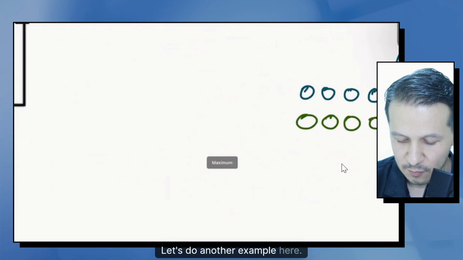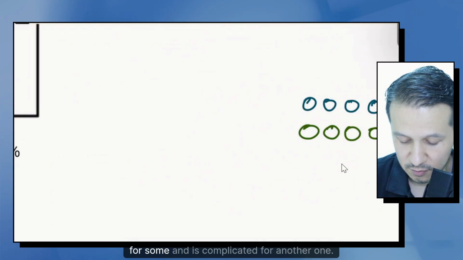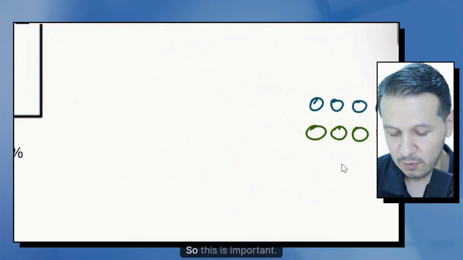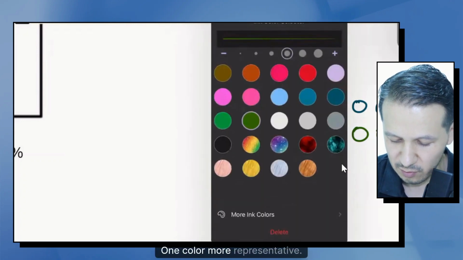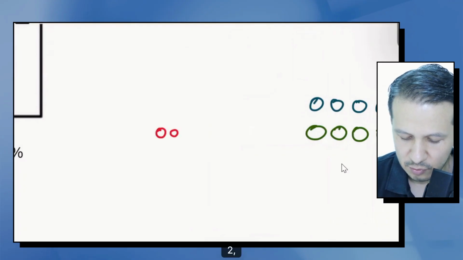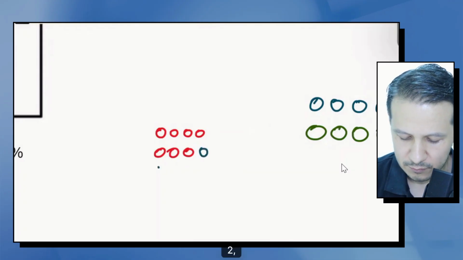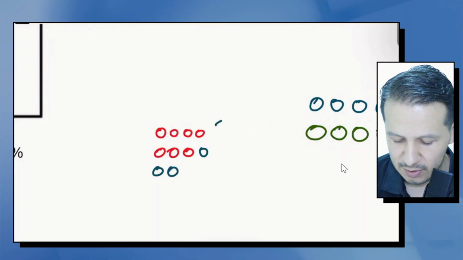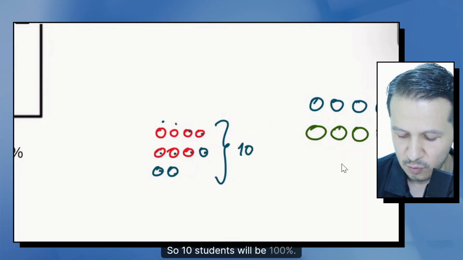Let's do another example here. Sometimes this topic of abundance is unfamiliar for some and complicated for others, so this is important. We have again 10, but in this case, let's change the color. Let's use red. We have 1, 2, 3, 4, 5, 6, 7 girls, and we will have 1, 2, 3 boys. How many students do we have in total? We have 1, 2, 3, 4, 5, 6, 7, 8, 9, 10. So 10 students will be 100%.